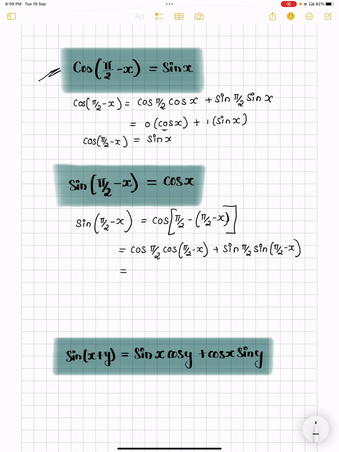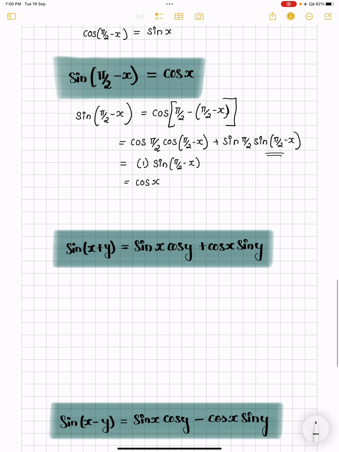Cos pi by 2 is 0. So 0 multiplied by any of this is going to be 0. Then sine pi by 2 is 1 times sine of pi by 2 minus x. See, this is going to be equal to cos x. That's it. We could have just written it here itself, but since you guys didn't learn the complementary concept, that's the reason we did this. Sine of 90 minus x is going to be equal to cos x. So we are done with that.